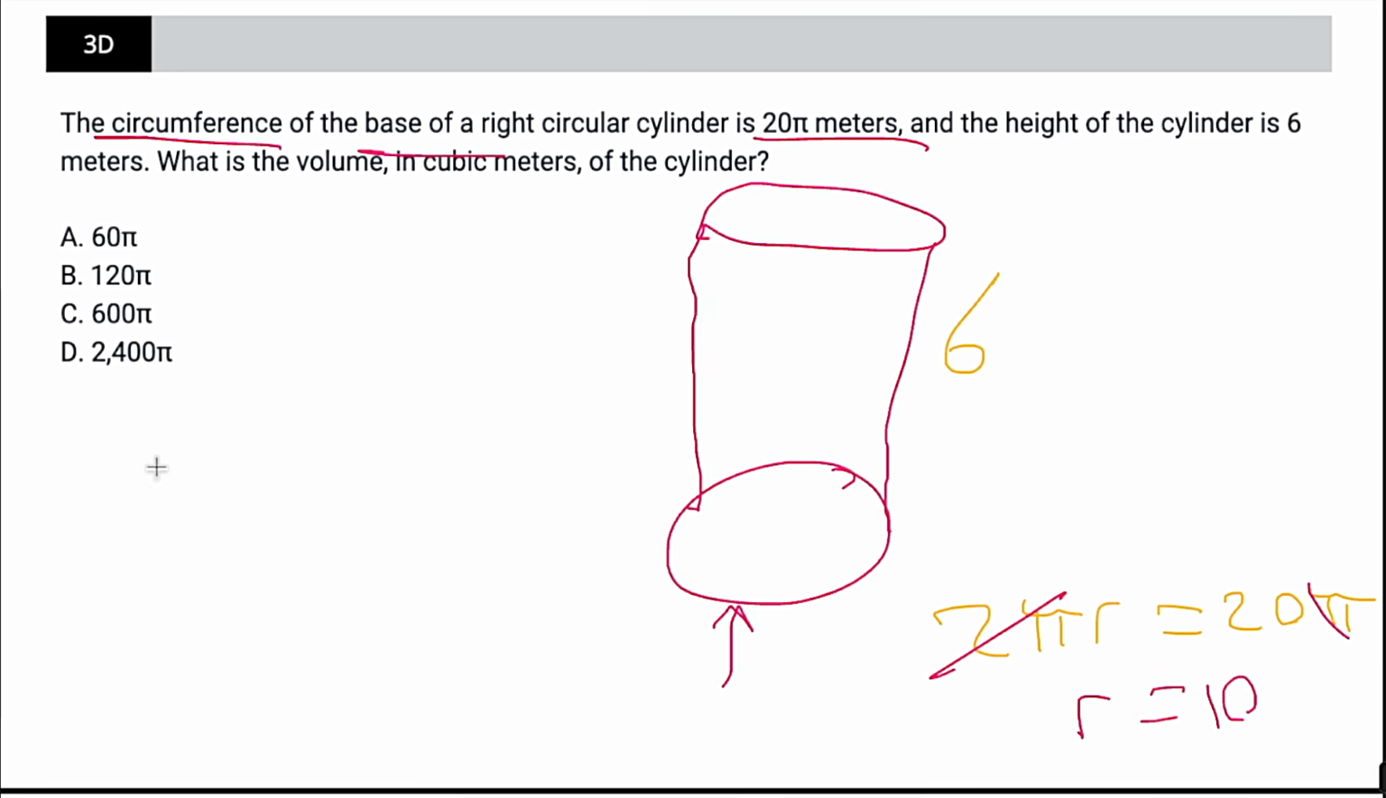Plug that into our equation for volume, and we get pi r squared, or pi 10 squared, times our height 6, is going to be 600 pi. Choice C is our answer.